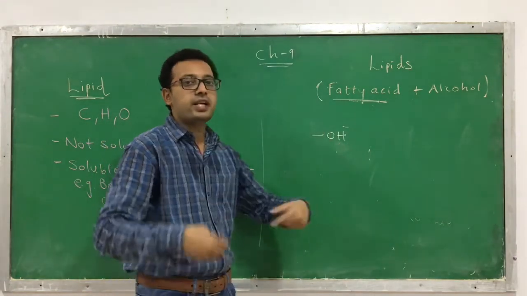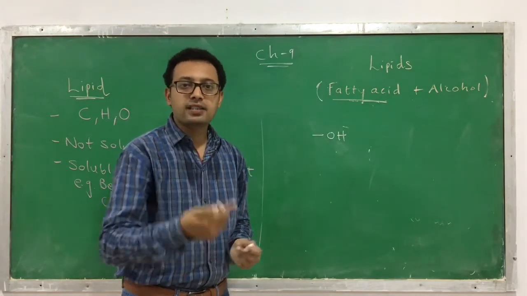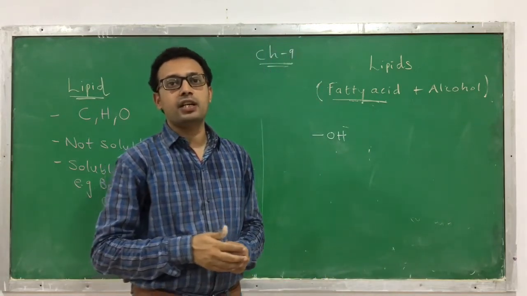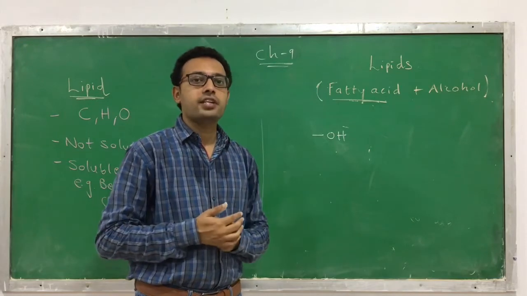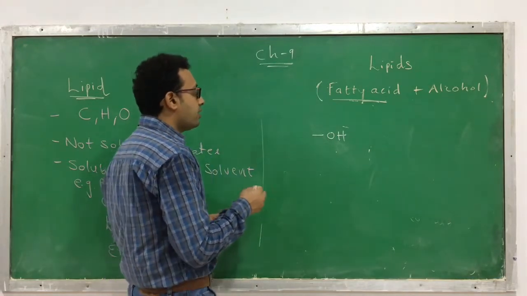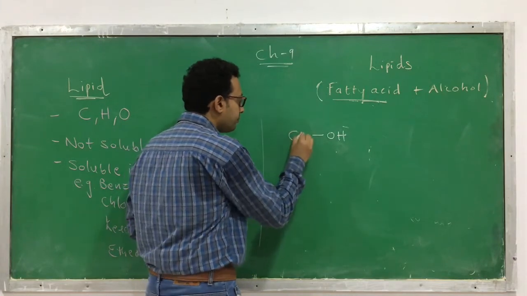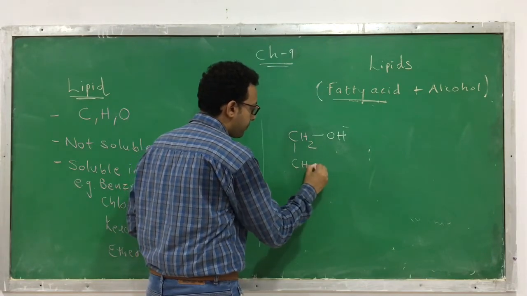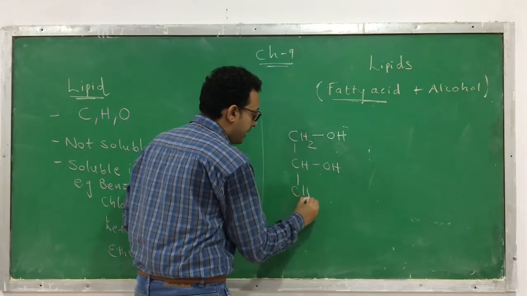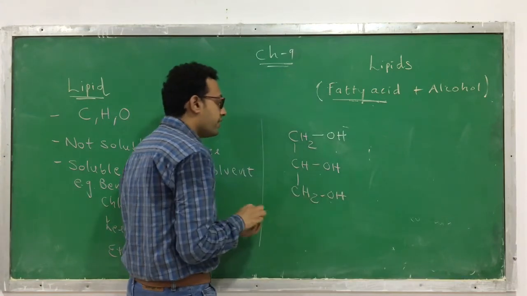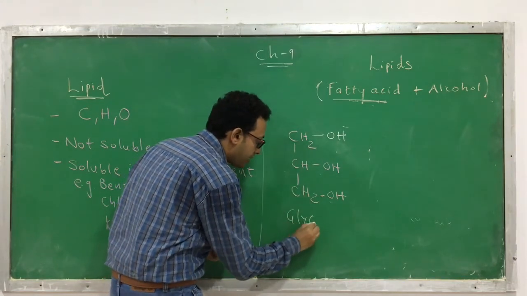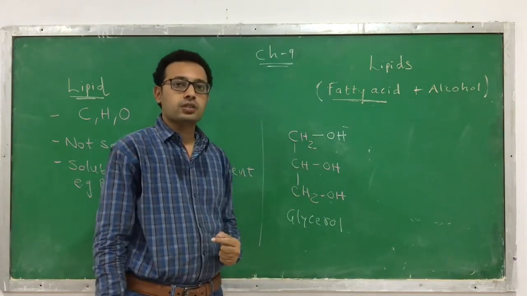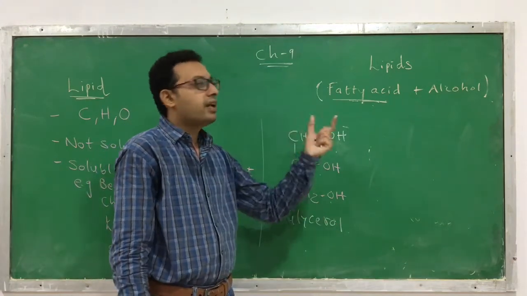The number of OH groups may vary. If it has 1, then you can say a monohydroxy alcohol. 2, then you can call it a dihydroxy alcohol. If 3, then it's called a trihydroxy alcohol. The most important alcohol you can find in a lipid is trihydroxy alcohol. This is an example of trihydroxy alcohol. We are calling it glycerol. CH2OH, CHOH, CH2OH. This is an example of alcohol.